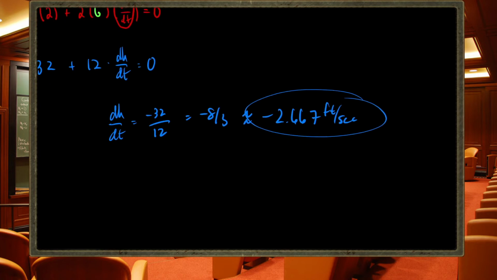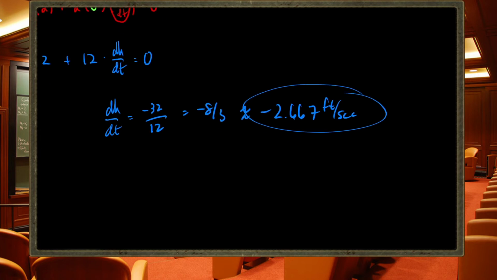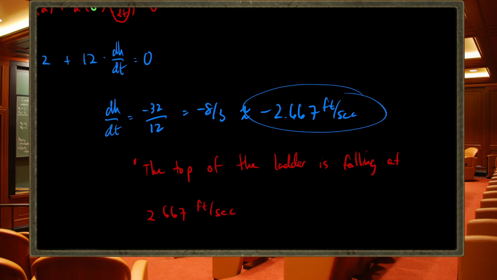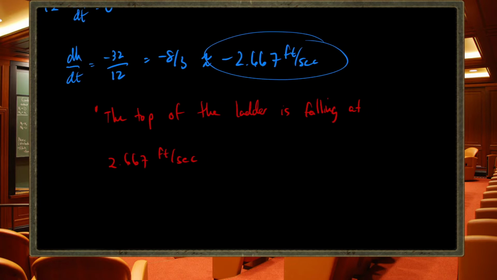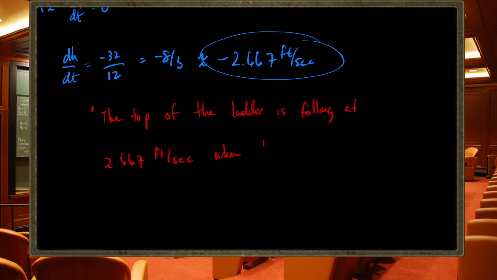So what does this tell us? The top of the ladder is falling 2.667 feet per second. We could say falling at 2.667 feet per second when the base is 8 feet from the wall.